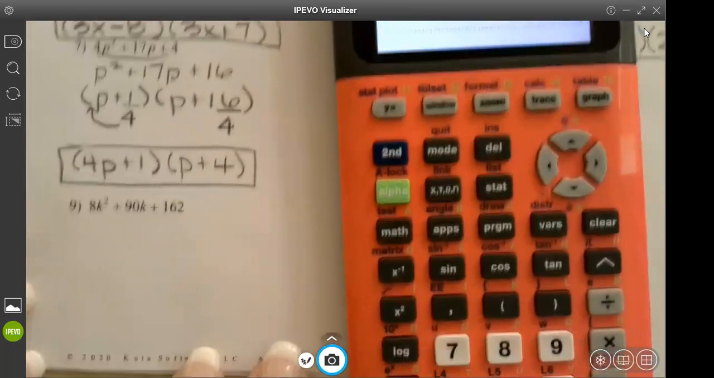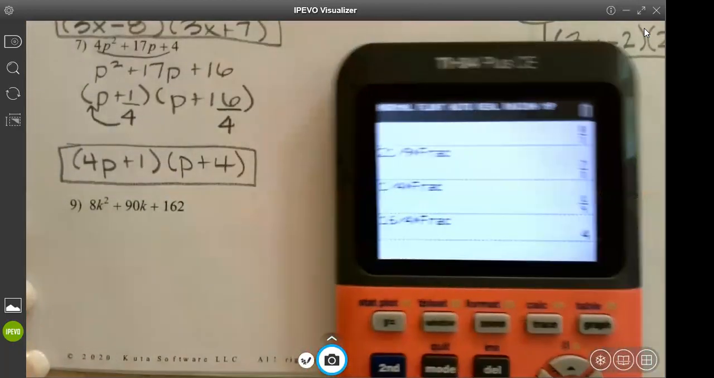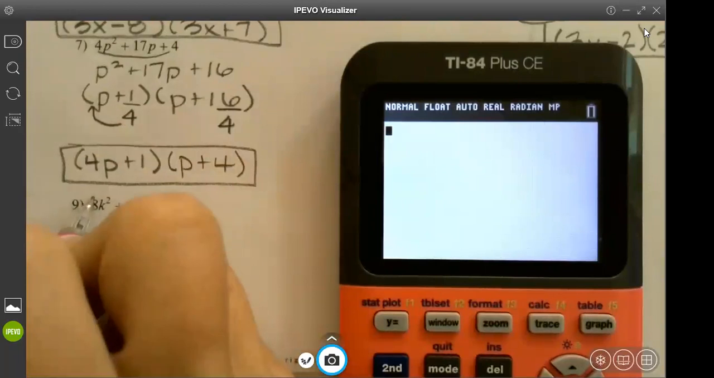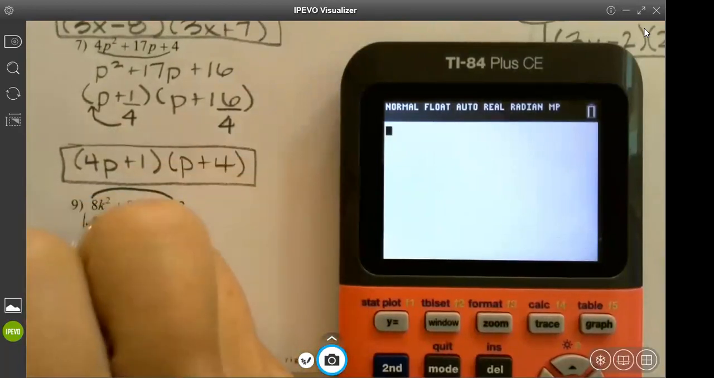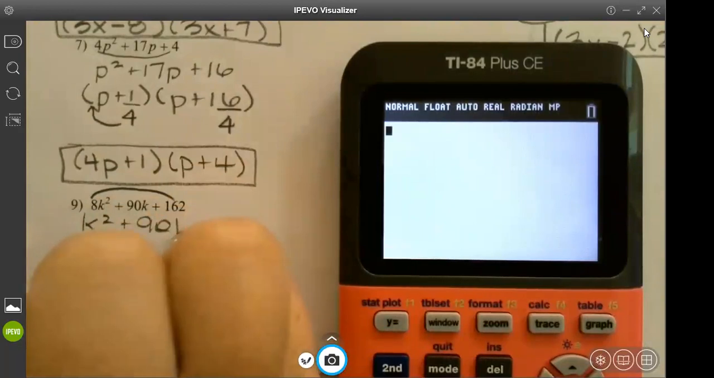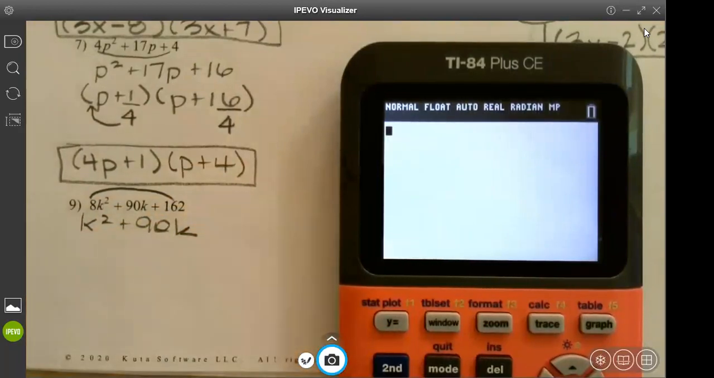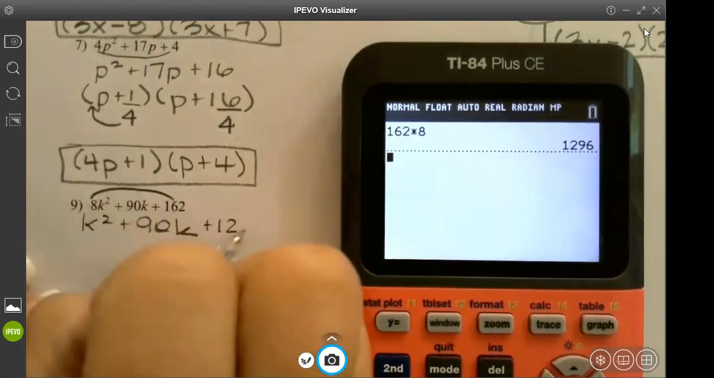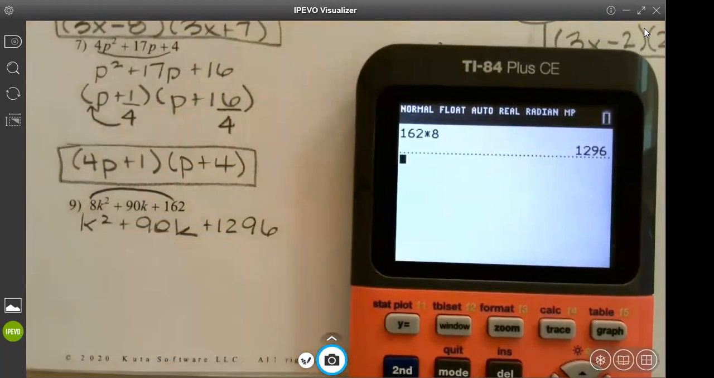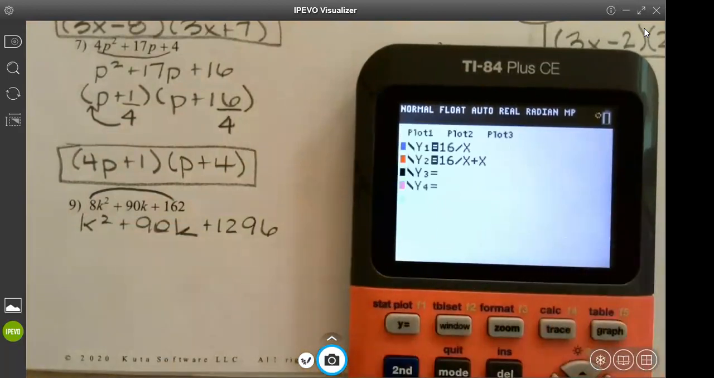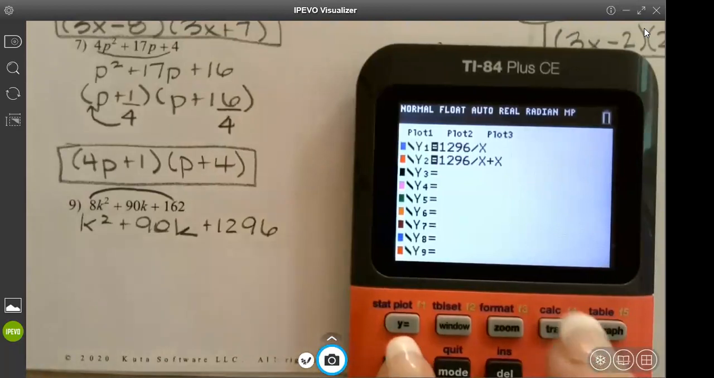I'm going to go ahead and do number 9 since it's sitting right here on the screen. Slide your 8. So we get k squared plus 90k. Multiply those two, we get 1296. Again, don't worry about how big the number is because you don't have to do the work, okay? Your calculator is going to do it for you. So I need factors of 1296 that add to 90.